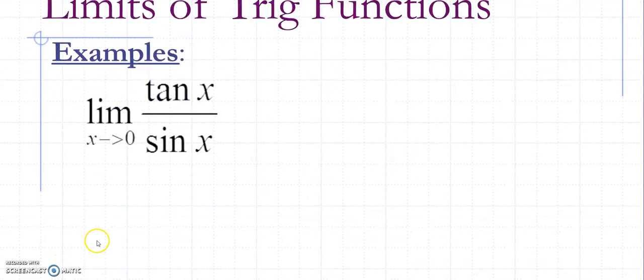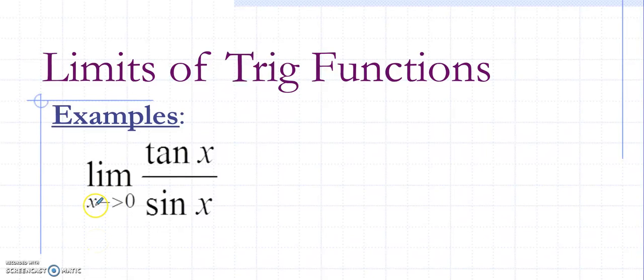So I want you to try this one now. What is the limit as x goes to 0 of tangent of x over sine of x? Notice that if we try direct substitution, we get indeterminate form. So I want you to try this. Pause the video. Unpause when you're ready to check.